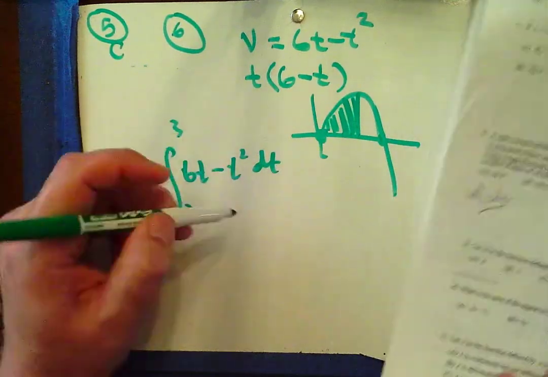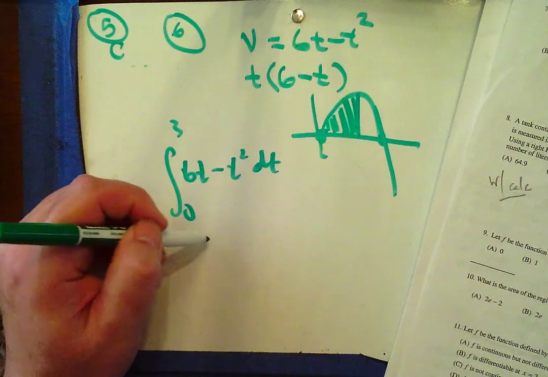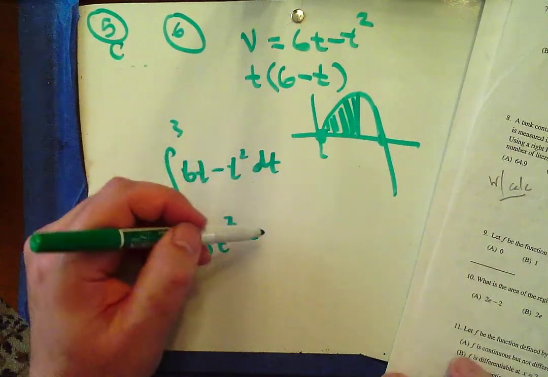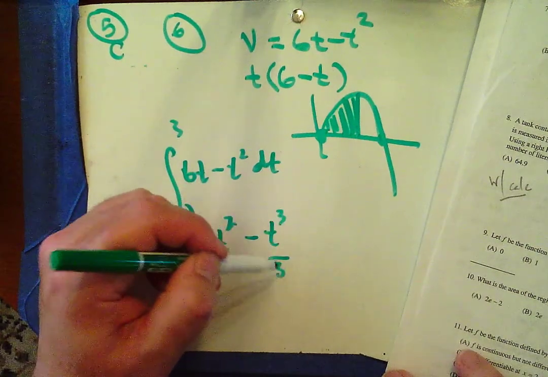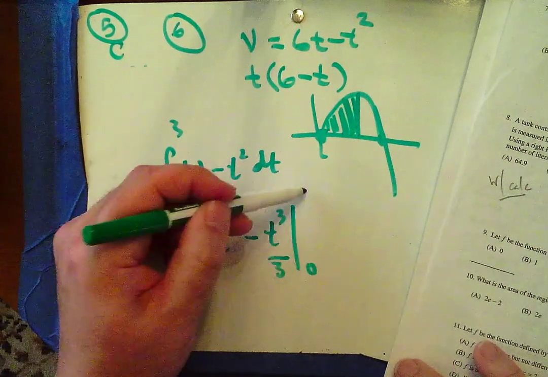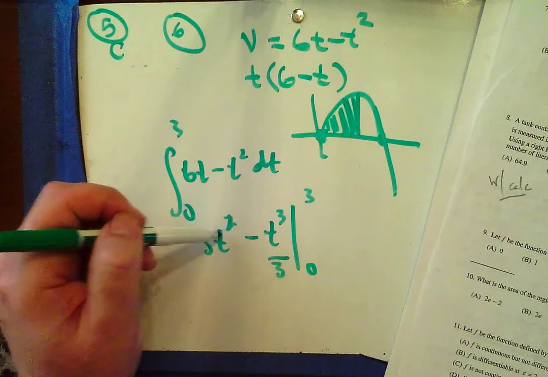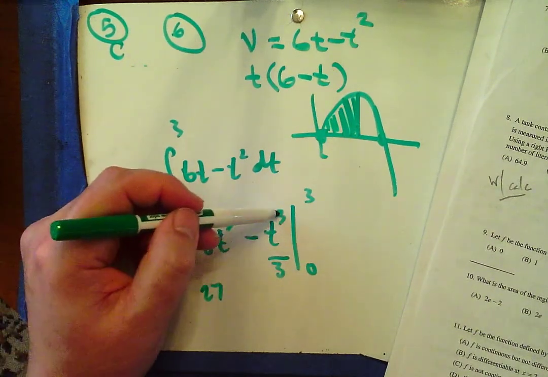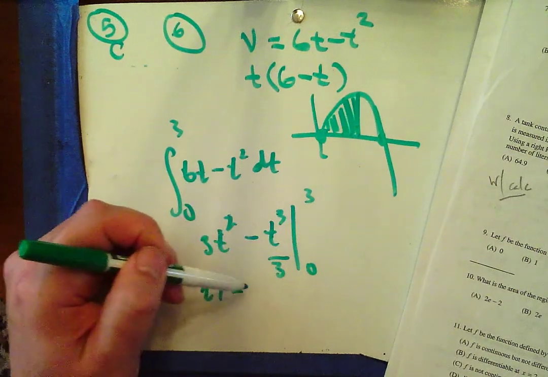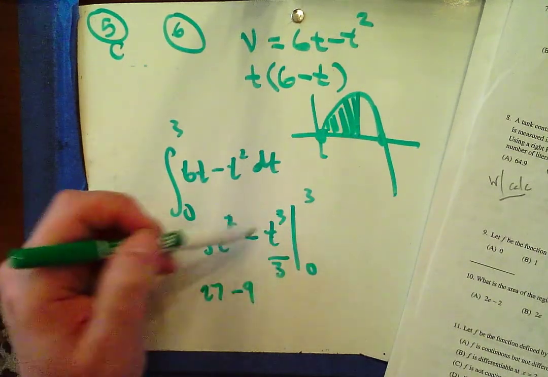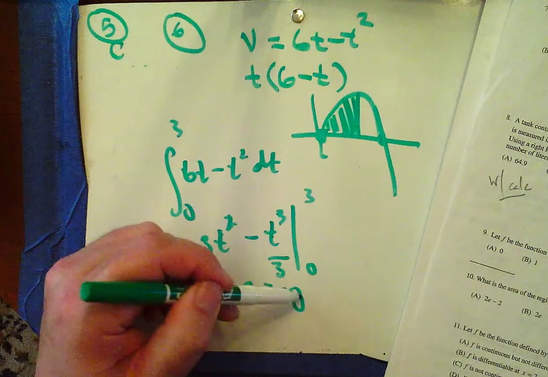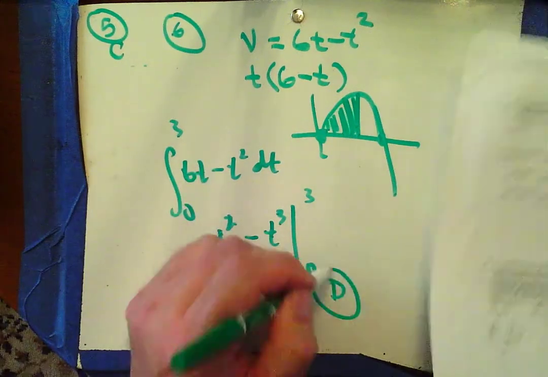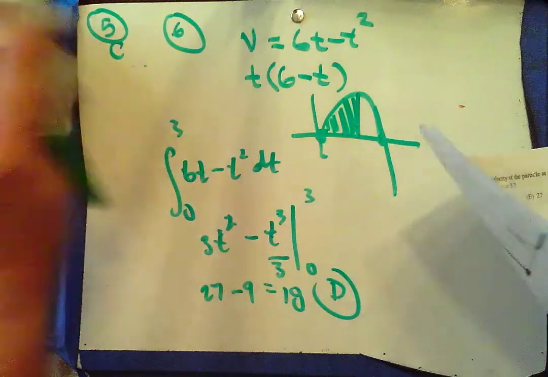From 0 to 3. The antiderivative of 6t is 3t squared. The antiderivative of t squared is t to the third over 3. And we're going from 0 to 3. 3 squared is 9. 9 times 3 is 27. And 3 to the third is 27 divided by 3 is 9. And I plug in zeros and I get 0. And so I get 18 here. And that's choice D. D for number 6.